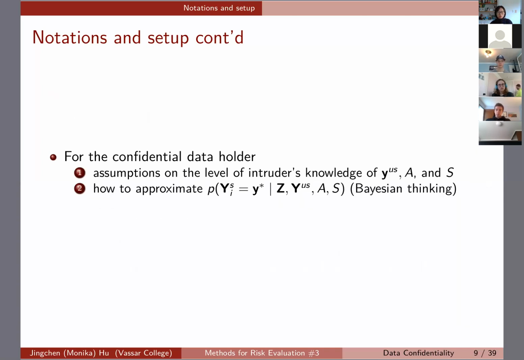All right, so moving forward, as the confidential data holder, because we are the people doing the synthesis and trying to release them, we have to evaluate the risks, right? So we're going to have to make assumptions on the level of intruder's knowledge. This is related to what was asked earlier, and then how to approximate the actual probability or distribution that we're trying to compute. Okay, so I was already hinting that we're going to use some Bayesian thinking, and you will see that we're going to break it using Bayes rule and do it step by step.